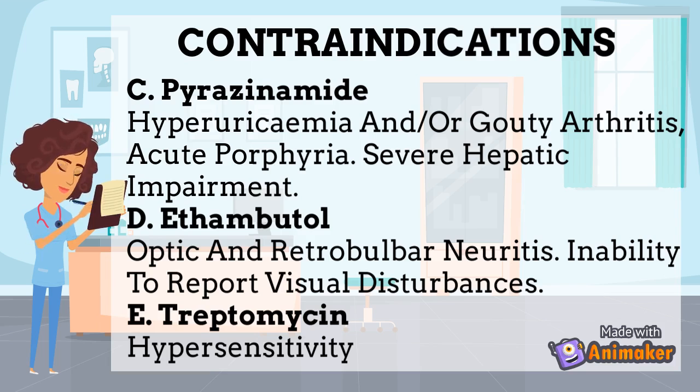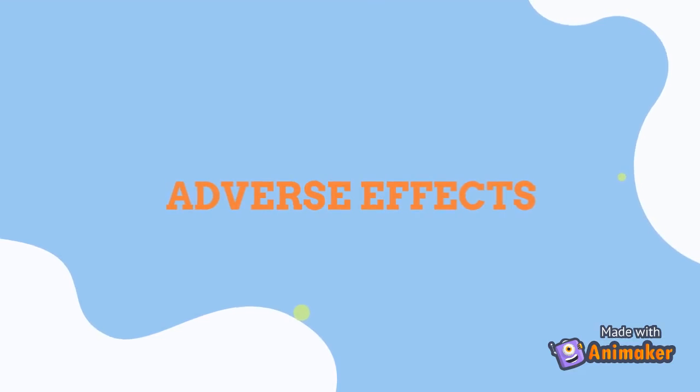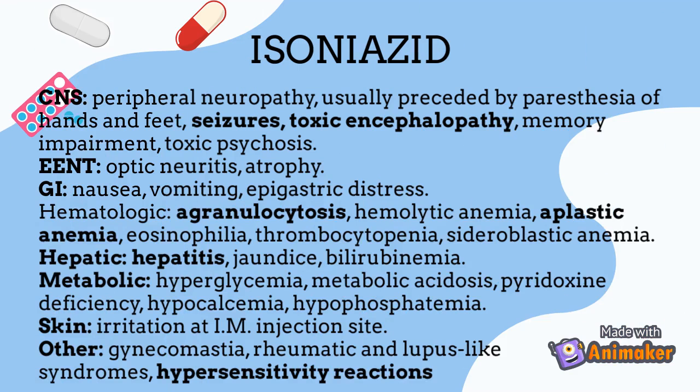As ethambutol, I am contraindicated for patients with optic and retrobulbar neuritis and patients who have the inability to report visual disturbances, like patients that are unconscious. Now we're on the side and adverse effects. For isoniazid, here are its adverse effects.